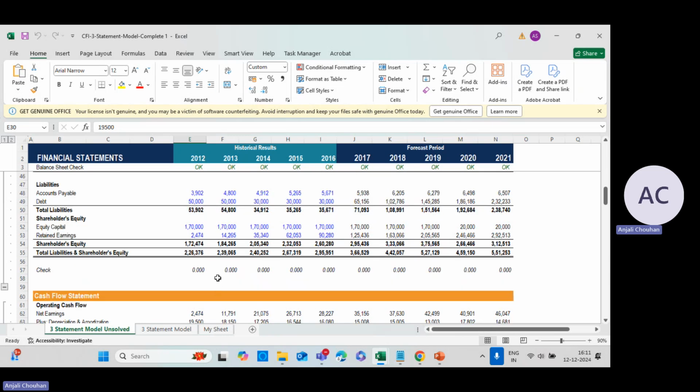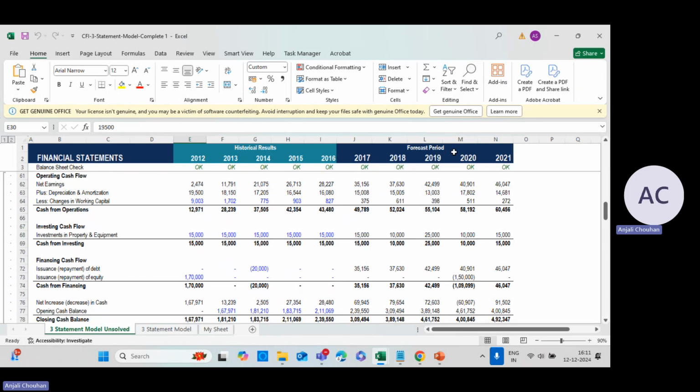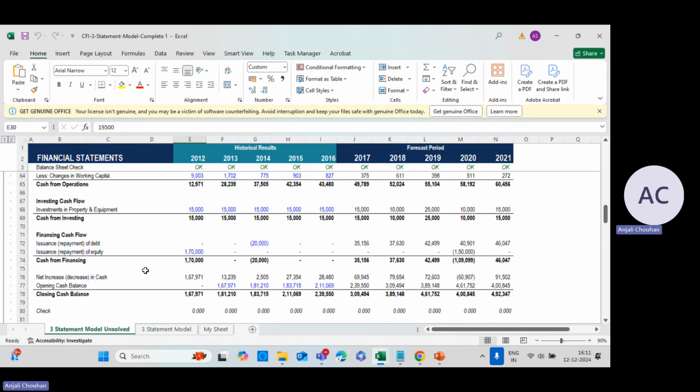Now the next thing is the cash from financing activity. That will be covered by the issuance or repayment of debt and issuance or repayment of equity. There is 1,70,000 in the first year, then in the second year there is no data, and in the third year 20,000 is subtracted. That means debt has been repaid. Whenever we take a loan, cash is an inflow in the company, so that is why it is a positive figure.